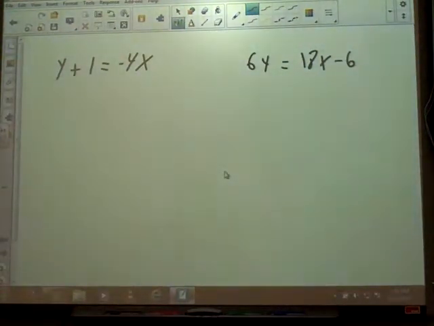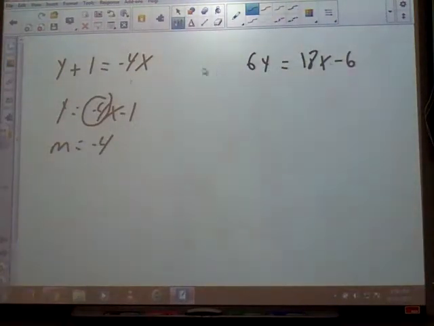Decide whether those lines are parallel, perpendicular, or neither. So we've already talked about the slopes of parallel and perpendicular, so we need to know the slope of these lines. That first one on the left, I really already know the slope. It's not technically in slope-intercept form, but I know the slope's negative 4, but I'll go ahead and rewrite it in slope-intercept form anyway. I'll just subtract that 1, negative 4x minus 1. But there is the slope, mx plus b.